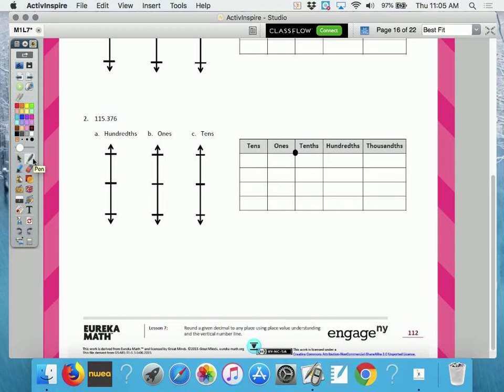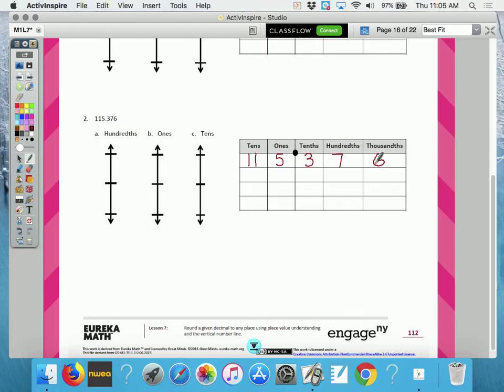The first number we're going to round is 115 and 376 thousandths. Okay. But I don't see a hundredths place here. There is. Who said it? Lauren, good job. She said just put 11 tens. You agree? Yes. All right, so go ahead and do that.